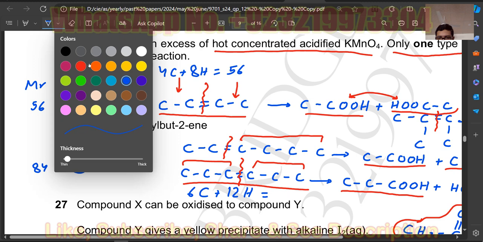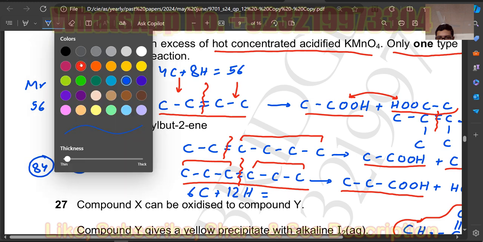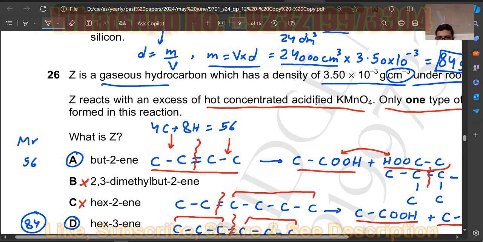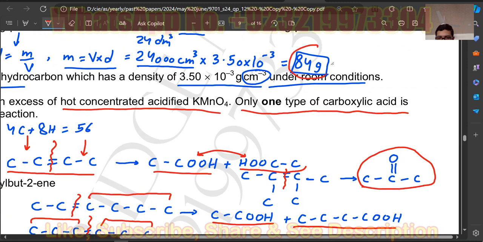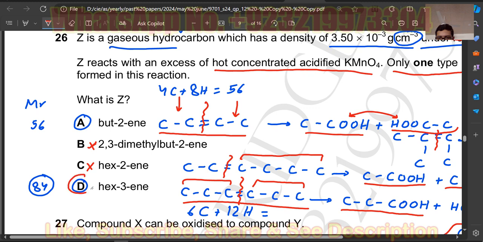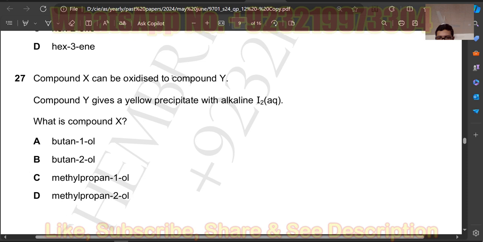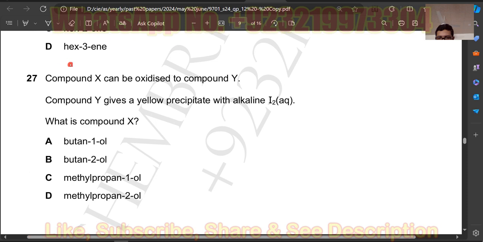value which we got from the formula of the density. The formula of the density gave you the same 84 value over here, which means this was a gas which we were talking about. So D option is the right one. Now question number 27. Compound X can be oxidized to compound Y, and compound Y gives a yellow precipitate with alkaline iodine. Which of these are the compounds?